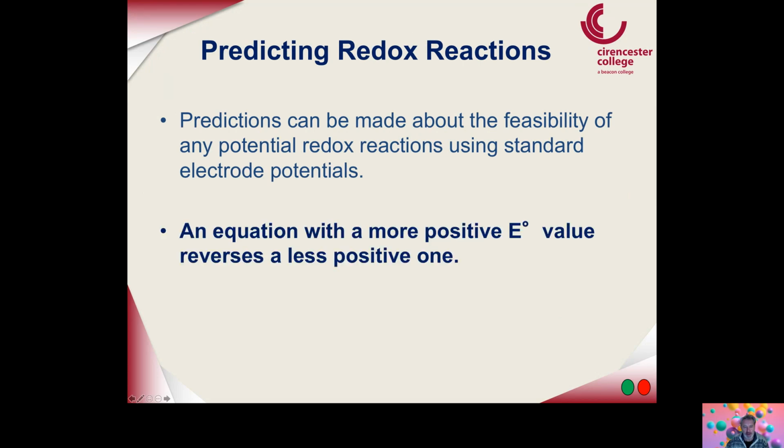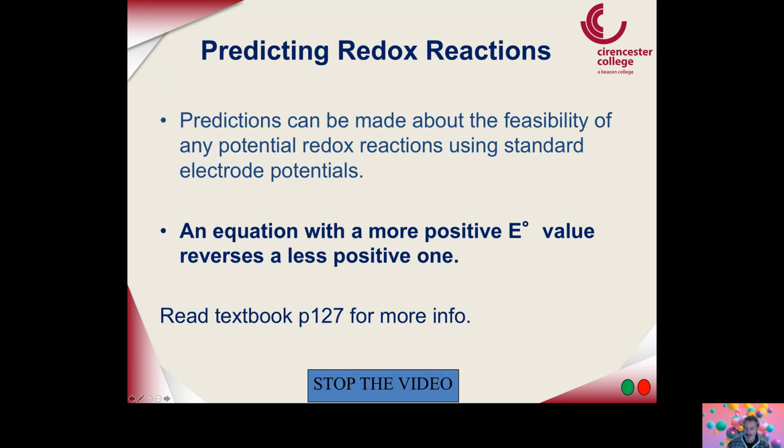So an equation with a more positive E cell value, so this is our E cell value, reverses a less positive one. So if it's more positive, it reverses a less positive one. And there's information in the textbook for that. So if you wanted to, you could stop the video and read that.